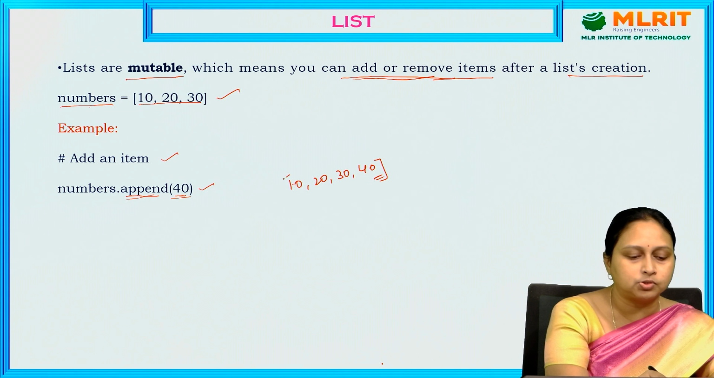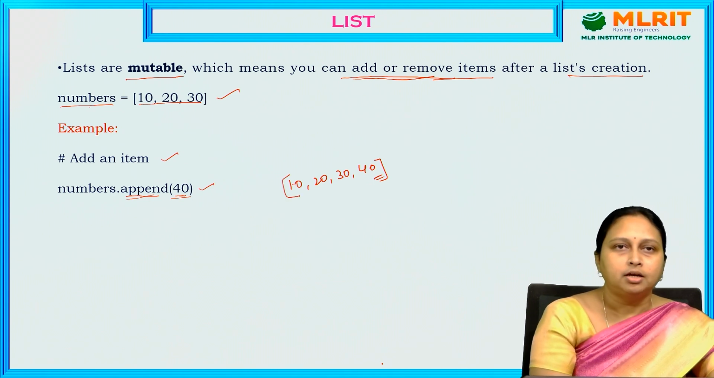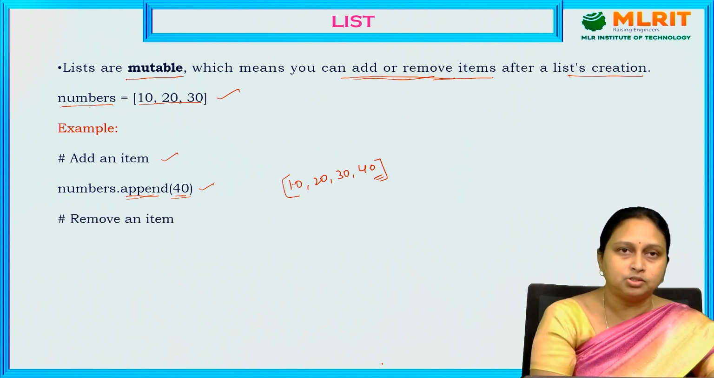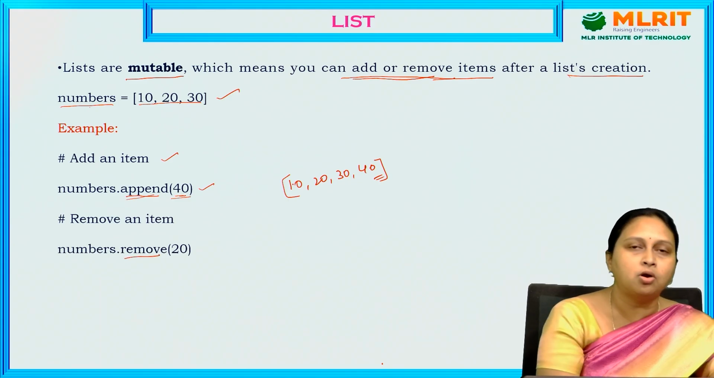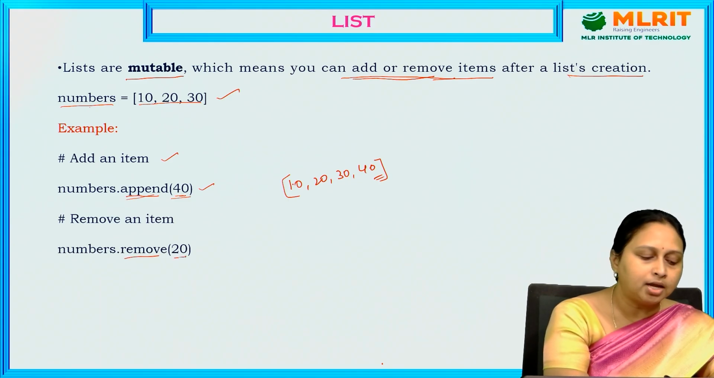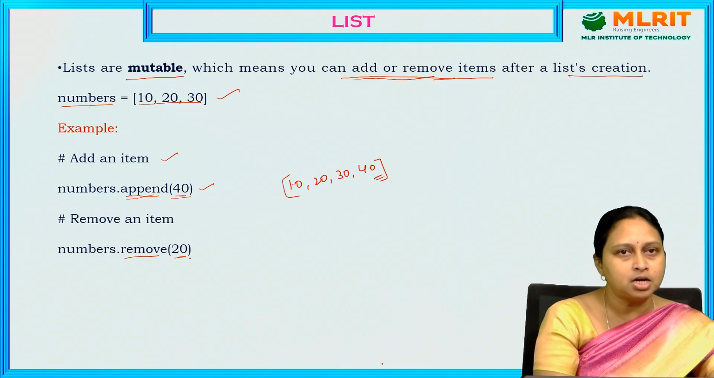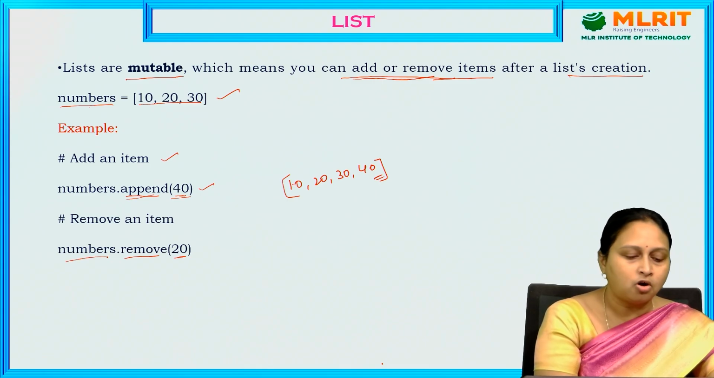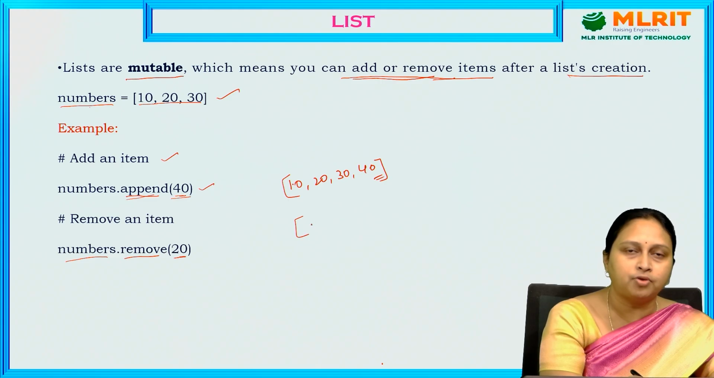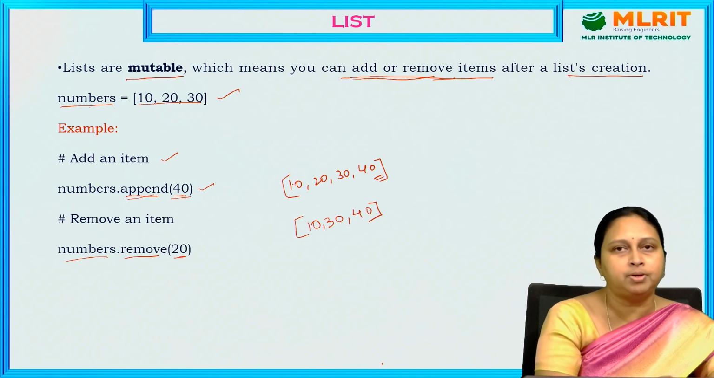This is my list. Now how to remove an element from the list? For removing, we have a predefined function called remove. By using that, we can remove the element 20 from the list. Again, we need to use our variable: numbers dot remove of 20. If I print the numbers, it will have removed 20, so 10, 30 and 40 will be printed.